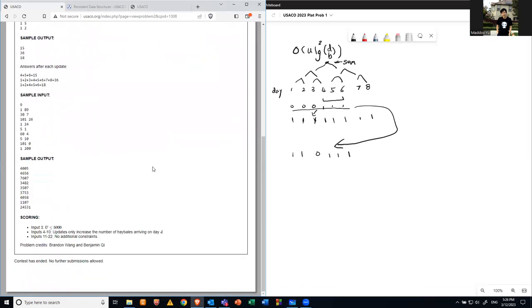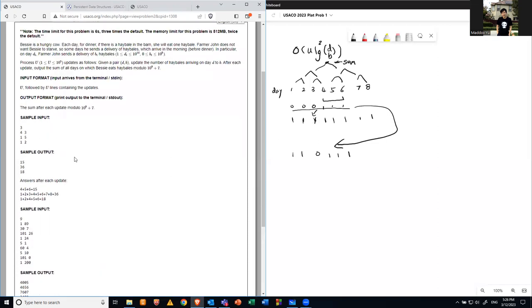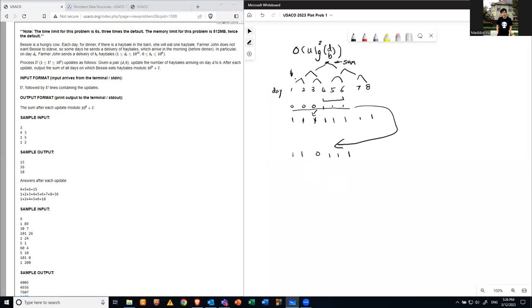So let's look at the first case. Update only increases the number of hay bales arriving on day T. So you never have the decrease case. That's easy, because that is basically a standard lazy update, divide and conquer. For example, from here to here, on day one, you need to update five of them. If you go down here, you only have, on the left branch, do you have five empty spaces? No, you only have three empty spaces. So you update three and you push two here.